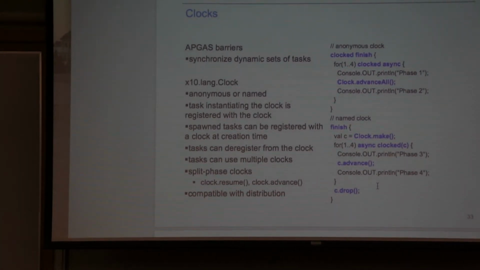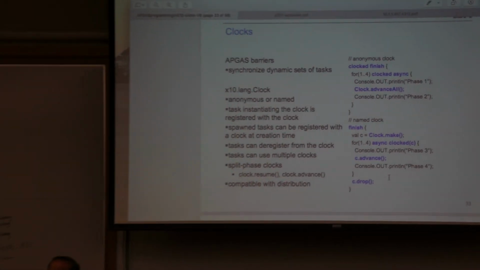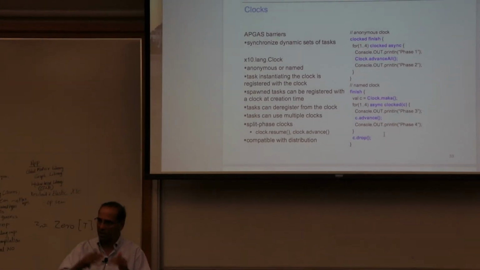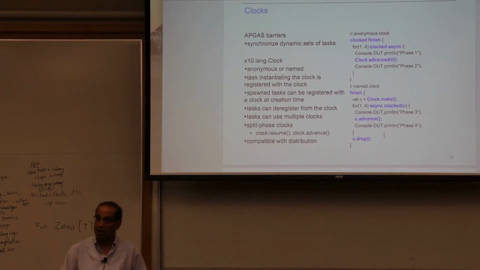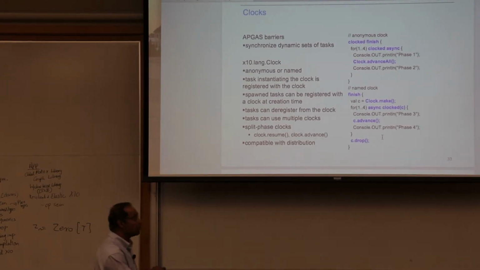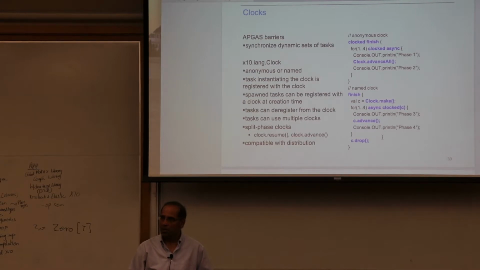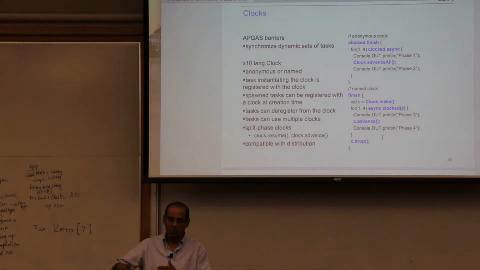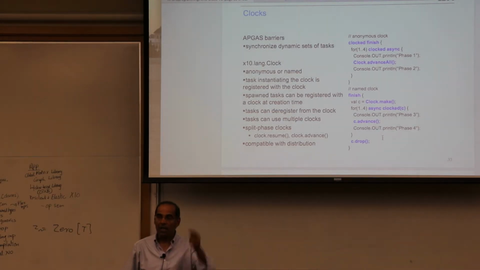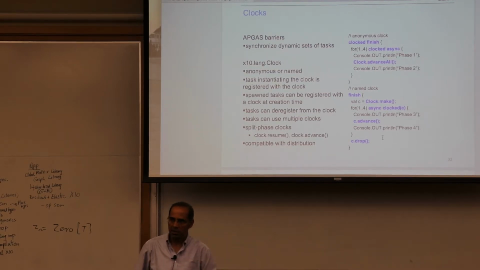An async can finish, and then automatically the count associated with that thing is decremented, and you'll wait only for the live asyncs, not for the dead asyncs. And furthermore, you can spawn more. An async can, in its body, spawn another async, and that is not registered. It can spawn a clocked async, and then it is. But an async cannot spawn a clocked async. Only a clocked async can spawn a clocked async.